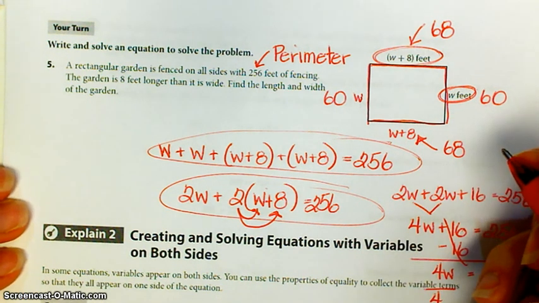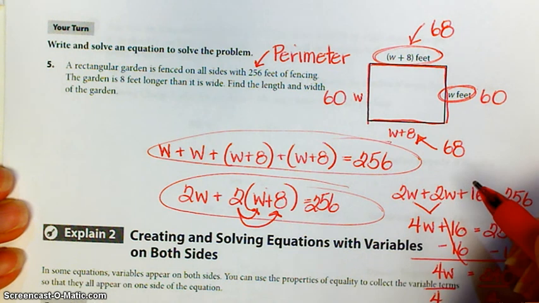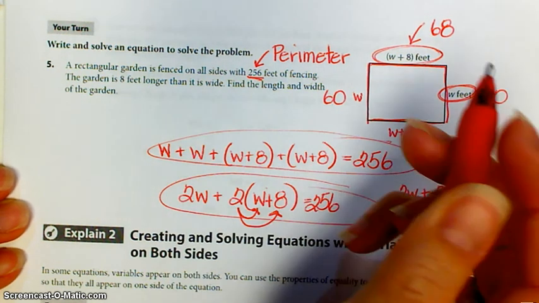Now we go back and just make sure. 60 plus 60 plus 68 plus 68 should equal our perimeter, which is 256.